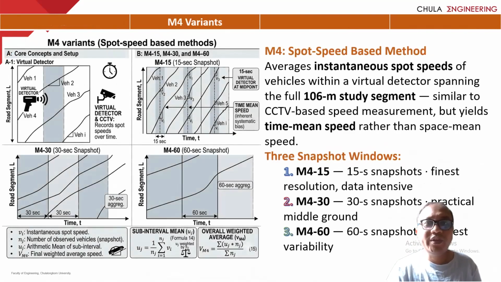If we look at the M4, we can see that M4 is a spot speed based method. Here also a 5-minute time interval is used, but for the sub-interval aggregation, we use 15-second, 30-second and 60-second snapshots. This method uses instantaneous spot speed taken from the full 106-meter study segment, and it is similar to a CCTV study. Like the previous method, the sub-intervals are aggregated using the vehicle-second weighted average.